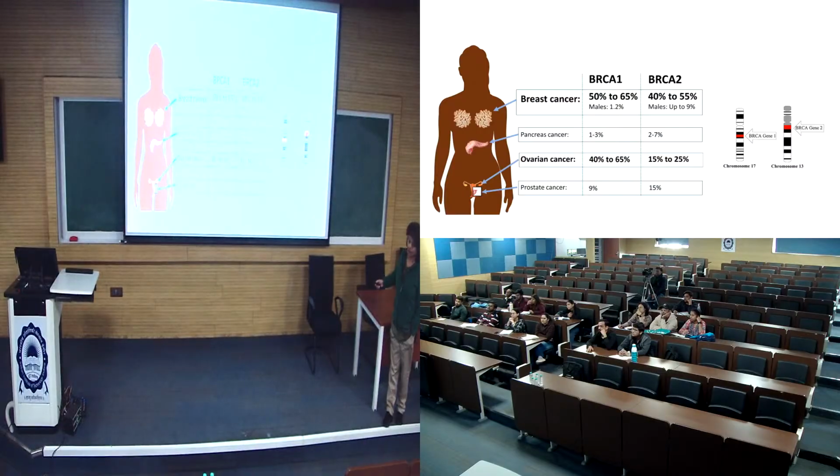Just to give you an idea, in breast cancer, 50 to 60% of breast tumors have BRCA1 deficiency, 40 to 55% have BRCA2 deficiency. Males have very little deficiency of BRCA1 in breast cancer. Pancreatic cancer, 1 to 3%, both male and female. Ovarian cancer, again, a huge percentage.